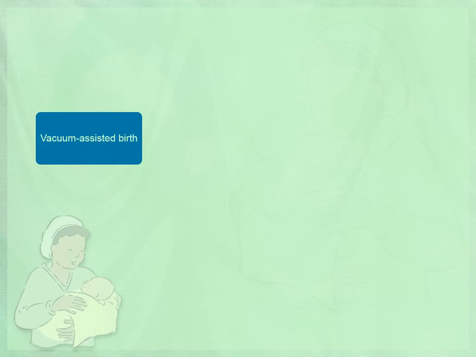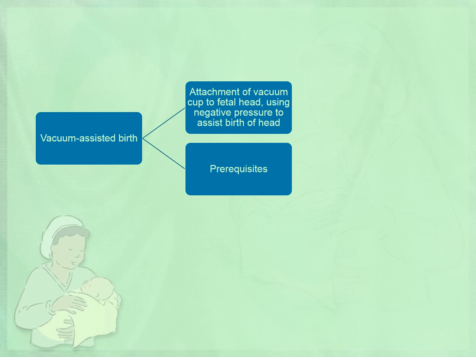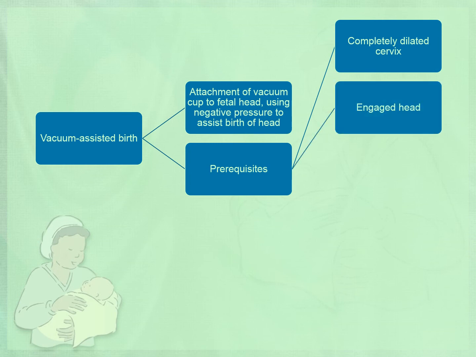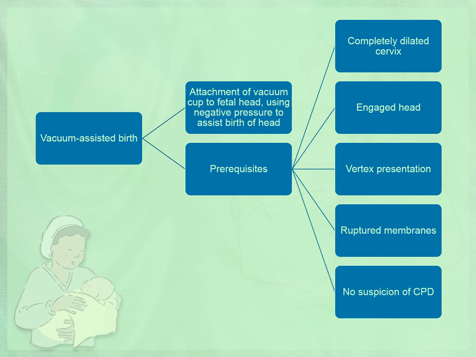Vacuum-assisted birth. This method of birth involves attaching a vacuum cup to the fetal head using negative pressure to assist in the birth of the head. There are conditions that need to be met prior to attaching the vacuum. You must have a fully dilated cervix, the head must be completely engaged, it must be vertex presentation, the membranes must be ruptured, and you must have no suspicion of cephalopelvic disproportion.